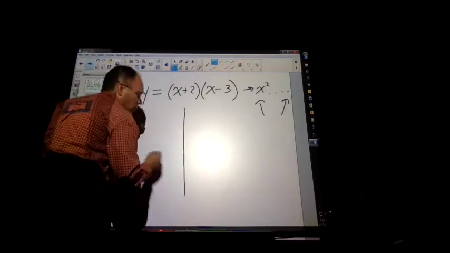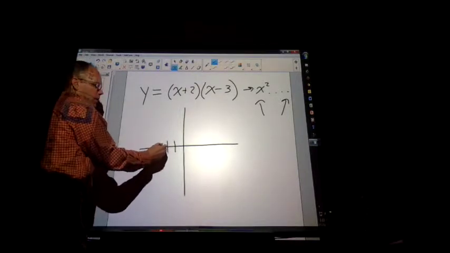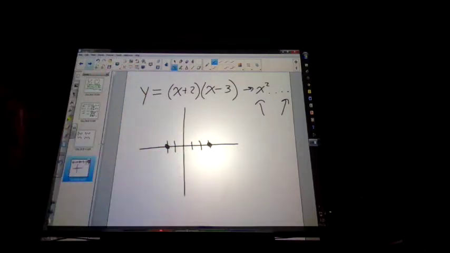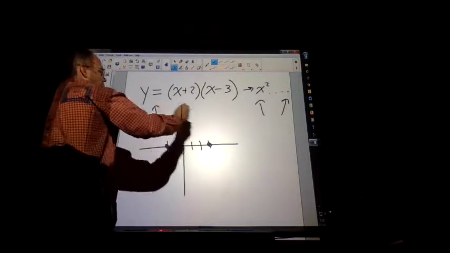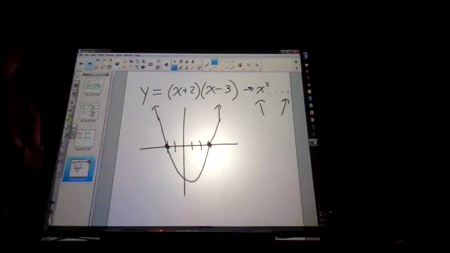So if I were to graph this, where do we know it crosses the x-axis right now? -2 and +3. Do we agree? Absolutely. Take each binomial, set it equal to 0. That's what's happening. So our end behaviors are doing this, and our graph is doing this. It should look a little smoother than that, but let's just pretend I can draw really well on a Friday. That's what our graph's going to look like.